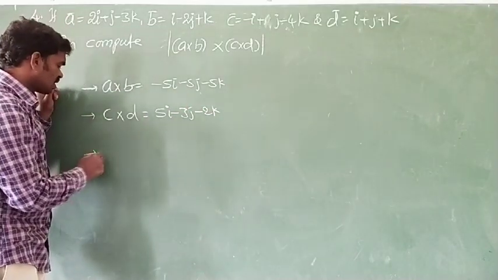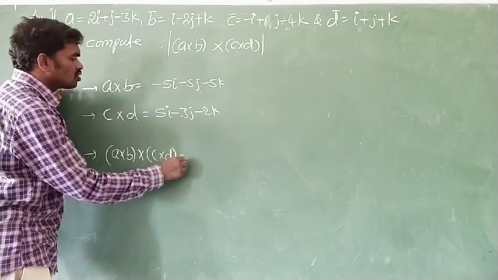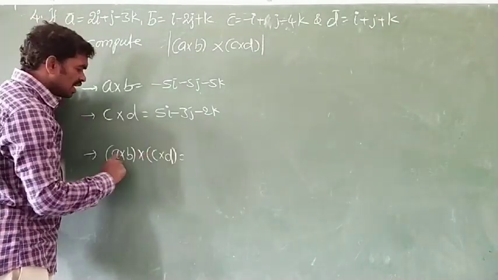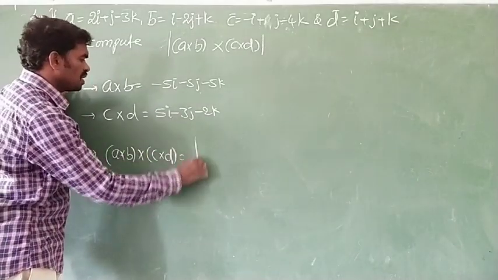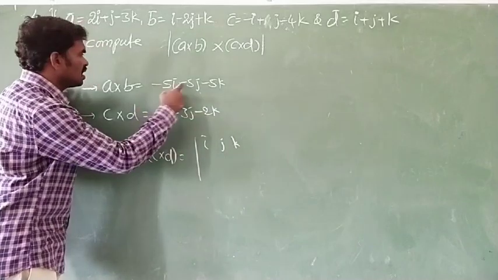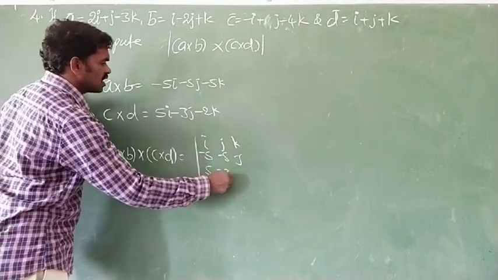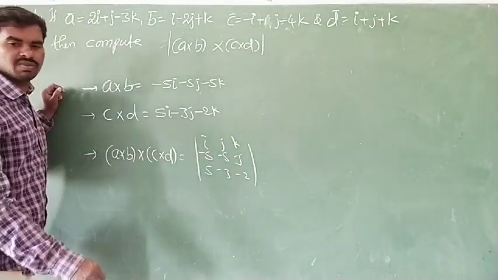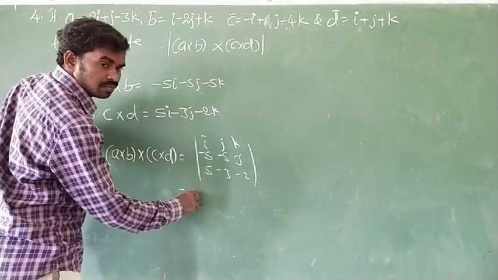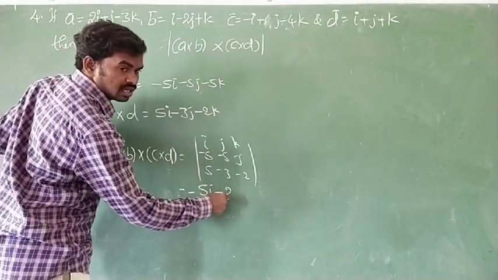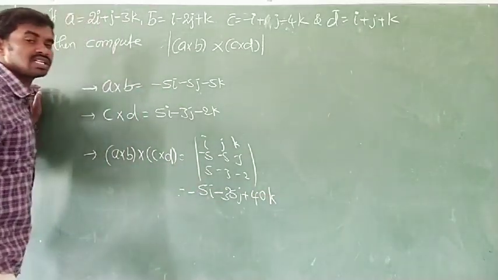Next, the third step is a cross b cross c cross d. How to solve this? Make the determinant with i, j, k, a cross b elements, c cross d elements. So i, j, k, a cross b elements minus 5, minus 5, minus 5, c cross d elements 5, minus 3, minus 2. Okay, simplify this. We get the answer minus 5i minus 35j plus 40k. So this is a cross b cross c cross d.